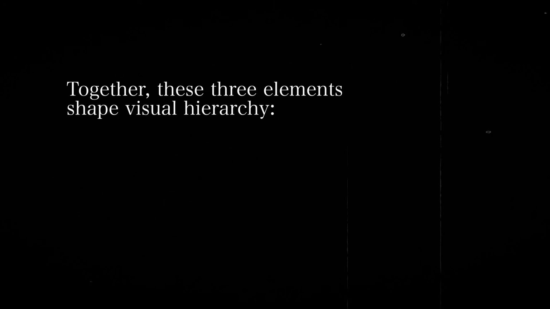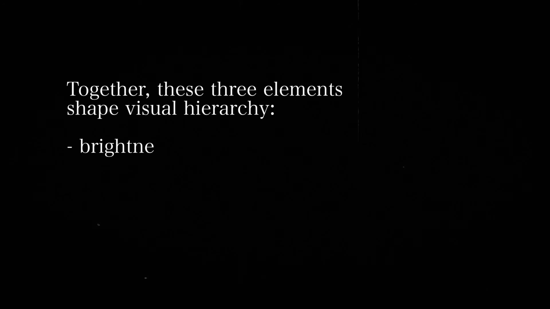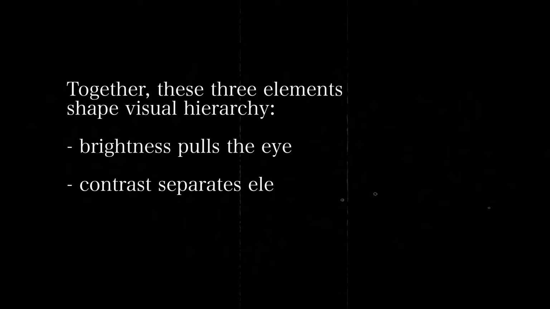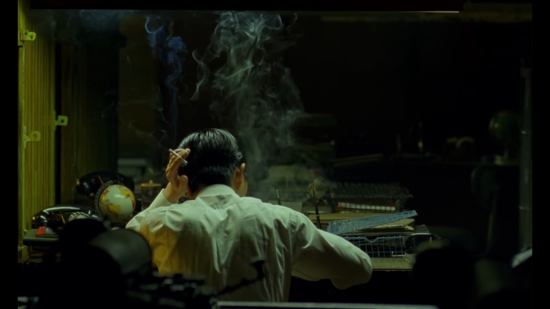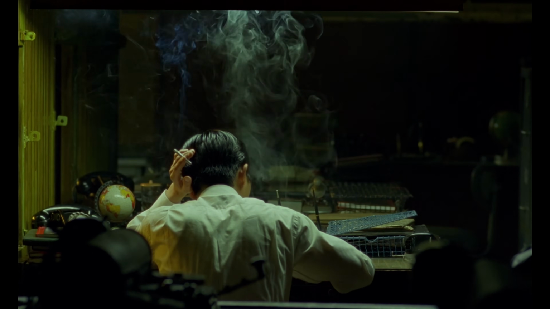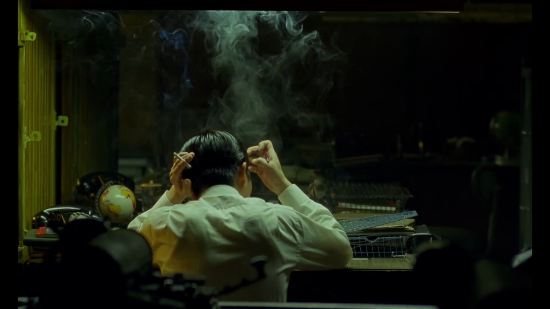Together, these three elements shape visual hierarchy. Brightness pulls the eye, contrast separates elements, sharpness defines what matters. You can reinforce all of this with color. A subject that is slightly warmer or more saturated than its surroundings will naturally stand out, even before the viewer consciously understands why. The key idea is that these tools shouldn't be applied globally. They should be used selectively to guide attention and support the structure of the image.